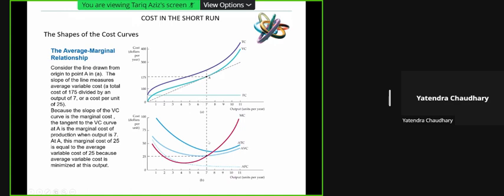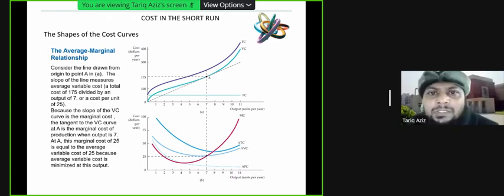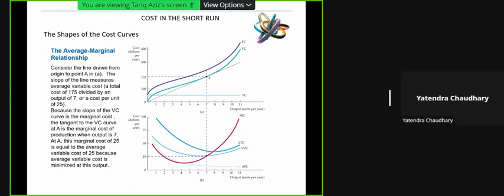So this happens only when... this graph you are telling us is only for this particular data, or will it always happen? Yatendra, your name is Yatendra? Yes, sir. Yes. Can you hear me?